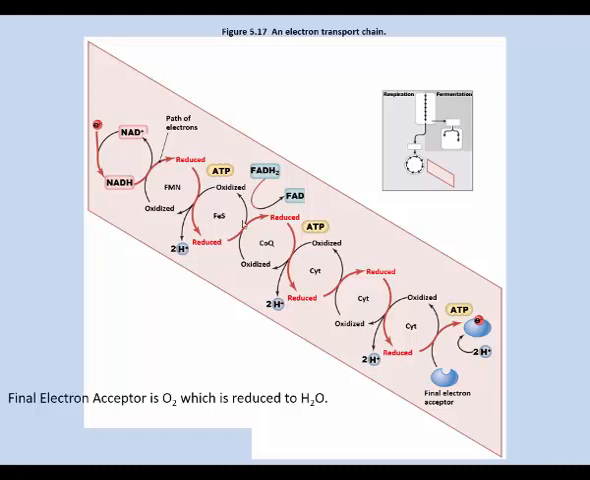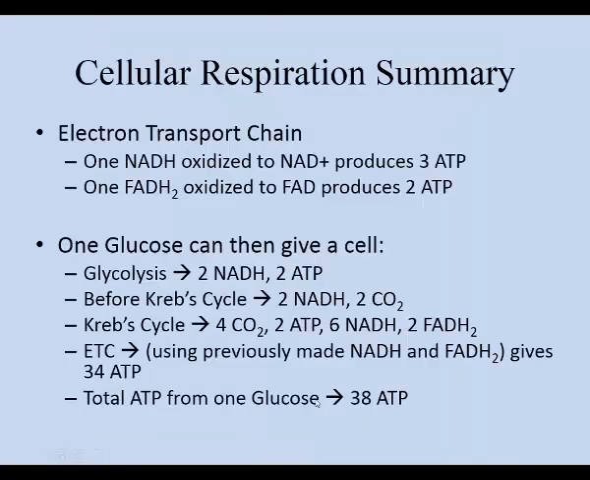Now, as you see these electrons being passed along, we're using up the electrons from our NADHs and our FADH2s, and along the way we also get these hydrogens pumped in, and that's going to also create some ATP later after this cycle. So at the end of the electron transport chain, we see one NADH being oxidized to NAD+, which is going to produce 3 ATP. We see one FADH2 oxidized to FAD, which produces 2 ATP.